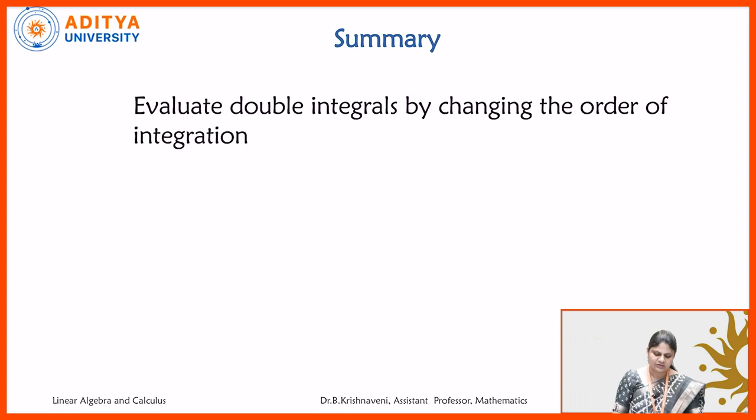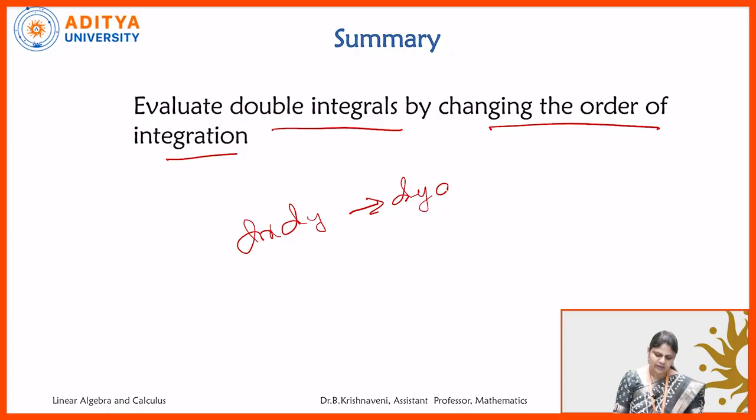So hence in this we got an idea how to find the double integration by changing the order of integration. Either you can change dx dy to dy dx by taking a vertical strip, or you can change dy dx to dx dy by taking a horizontal strip.